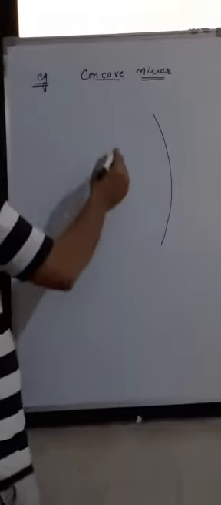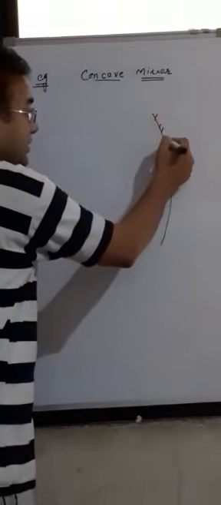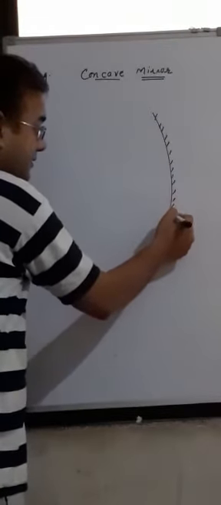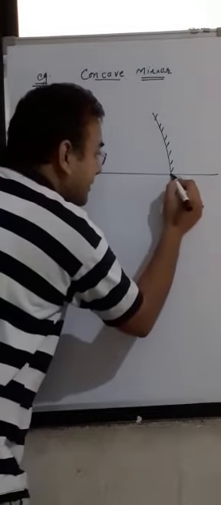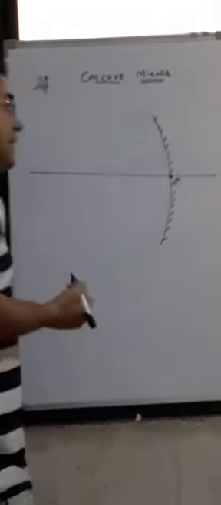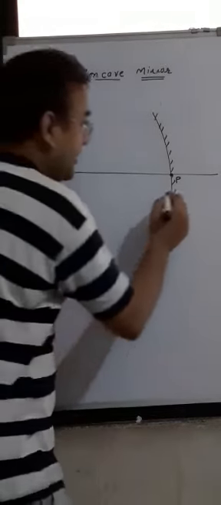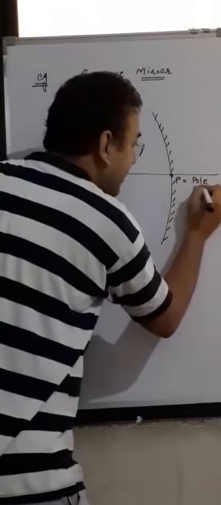Why? Until and unless we show the plane, we are not going to consider it as concave or convex. Here, I hope it's a straight line. Fine. So here we consider this is called P for pole. This line is known as the principal axis.